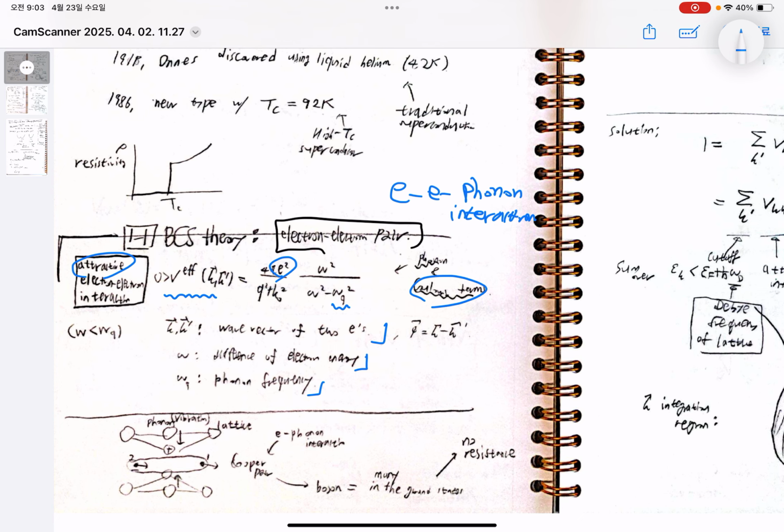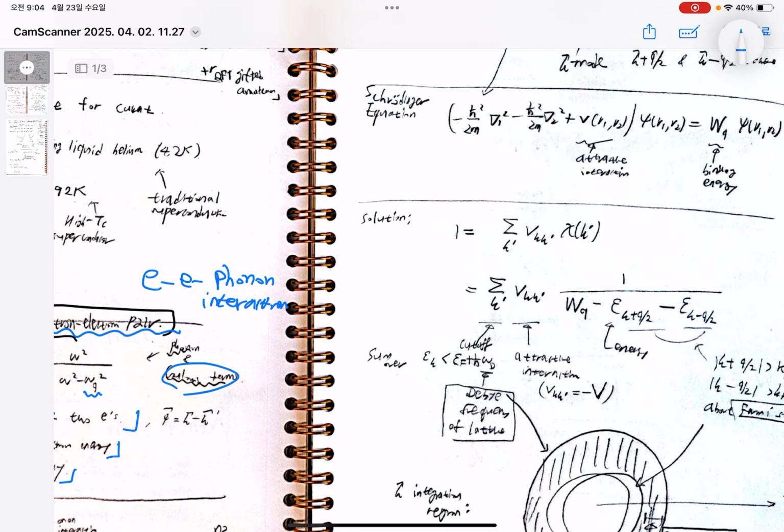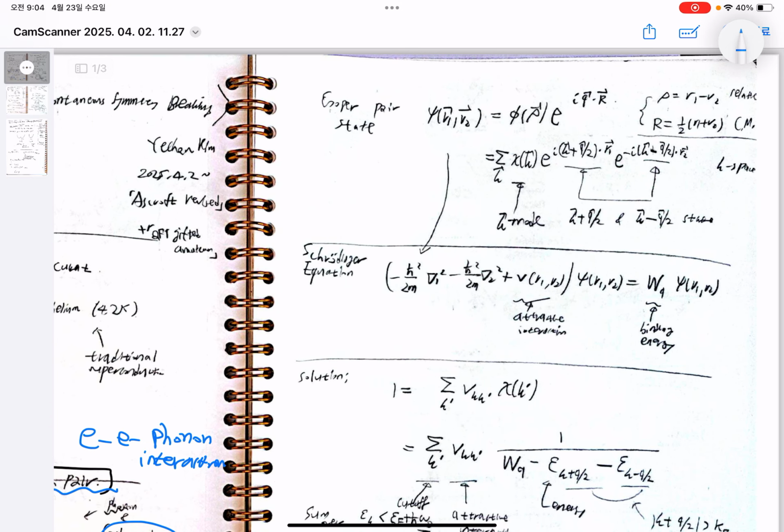This is a similar form to the propagators in high energy physics. When the Cooper pairs are formed by an electron-electron pair, there will be the lattice. The solid lattice will vibrate, so that it makes a phonon as a virtual particle, and they interact with each other. The Cooper pair forms a boson, and many Cooper pairs can exist in the ground state, so that it makes no resistance.